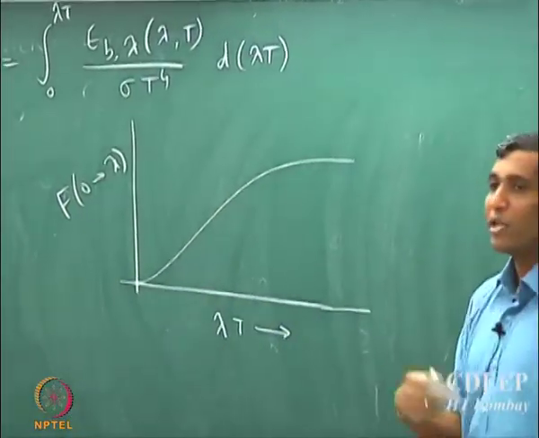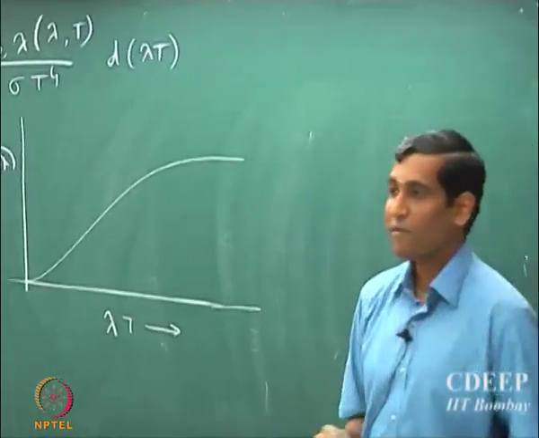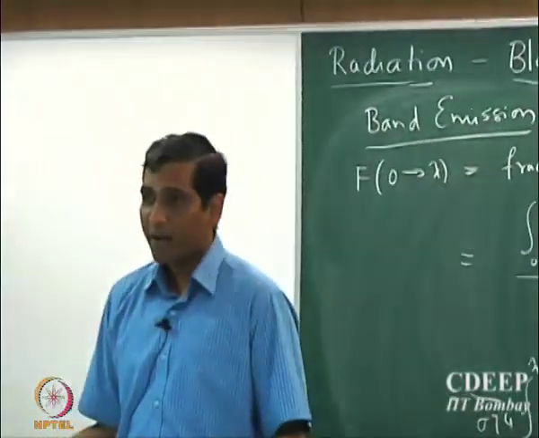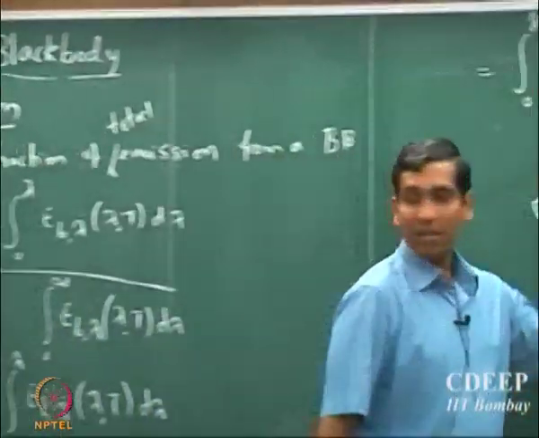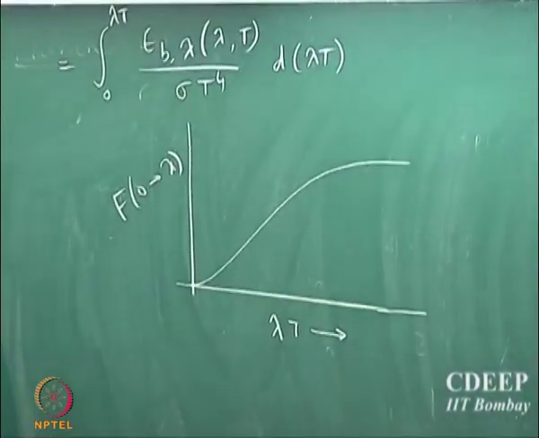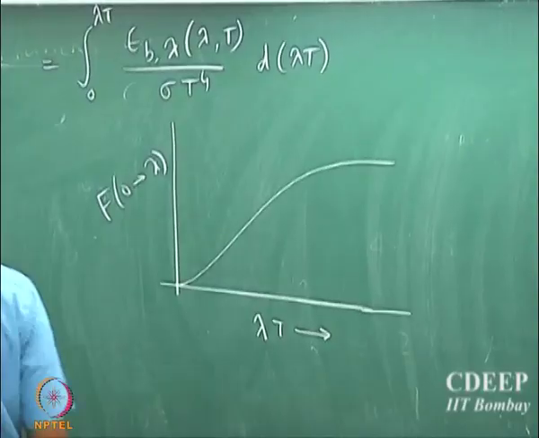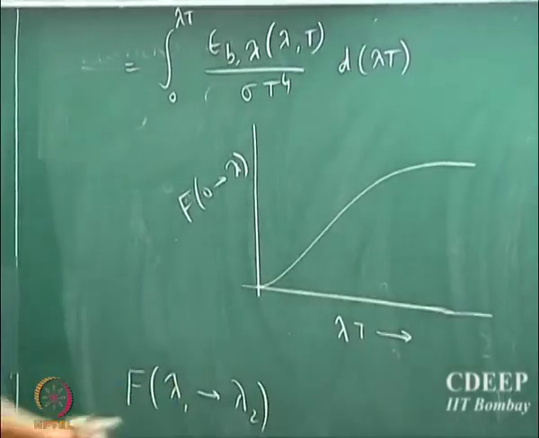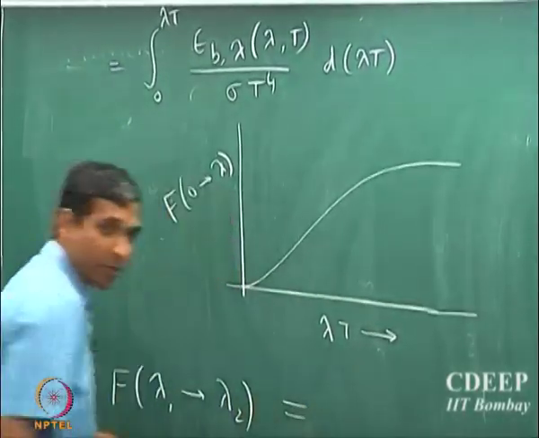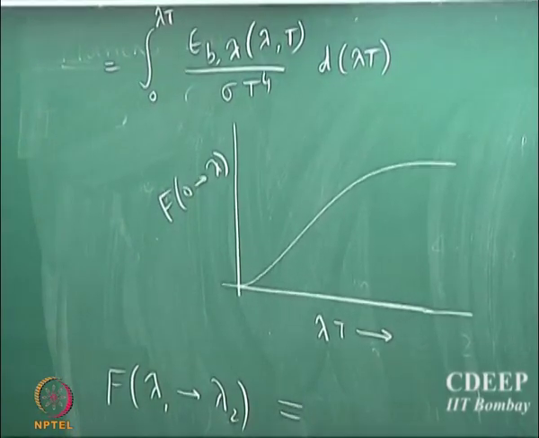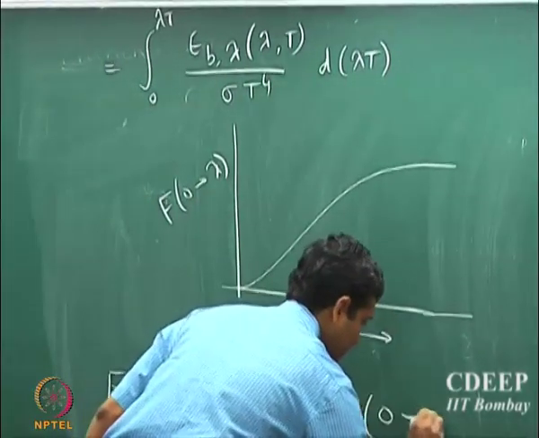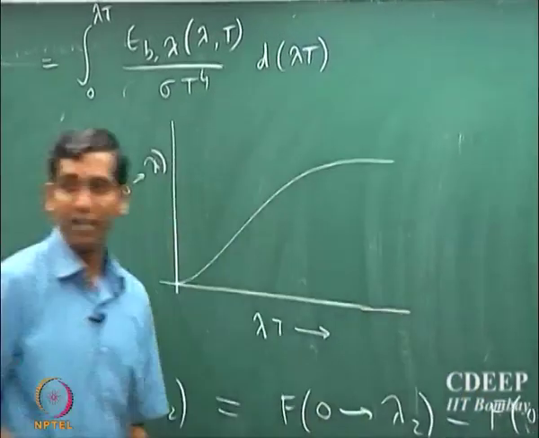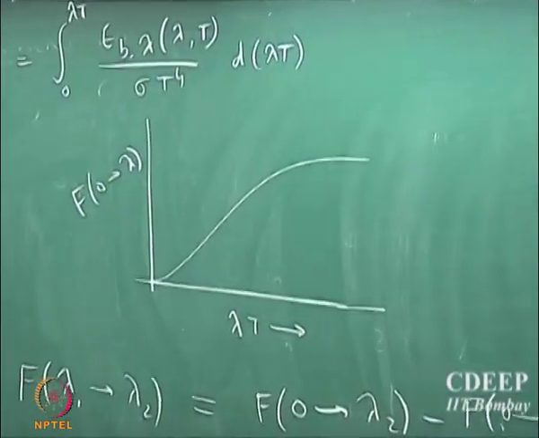So it's particularly useful when you are doing certain calculations on Blackbody. So if you want to know what is the emission at a given range of lambda T, then you can simply find out using this curve here by subtracting the corresponding integrals. So if you want to know what is the emission in F lambda 1 to lambda 2, it is nothing but F 0 to lambda 2 minus F 0 to lambda 1. So that will tell you what is the net emission in the range lambda 1 and lambda 2.